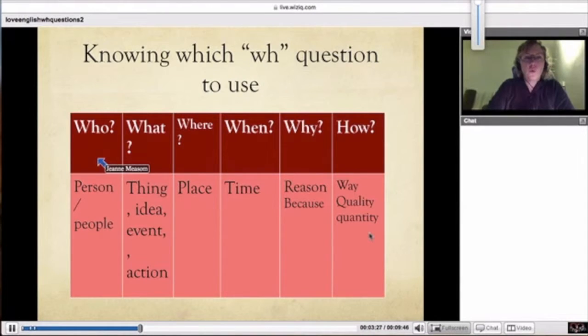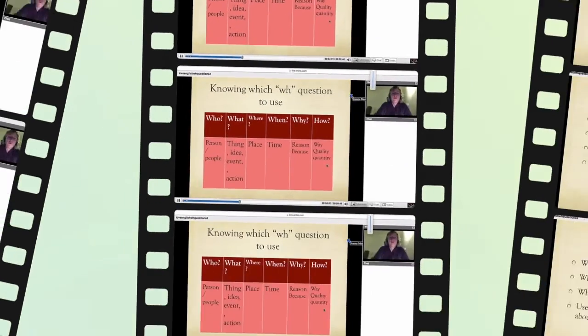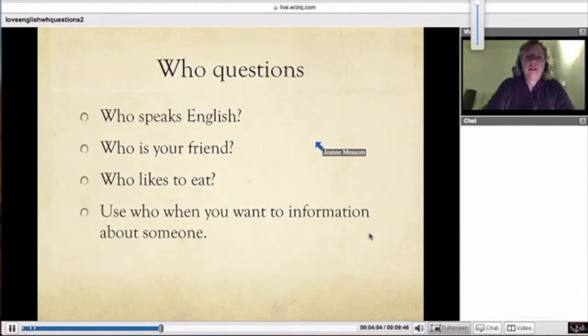Okay, so again, the who is for a question about someone, a person, or more than one person. The what question you use for a thing, idea, event, or action. The where question you want to use when you want to know about a place. And the when question is about when you want to know a time, the answer to the time. The why, when you want to know about a reason or because you want to answer to because. And the how, way, quality, or quantity. Okay? Now let's give an example of each.